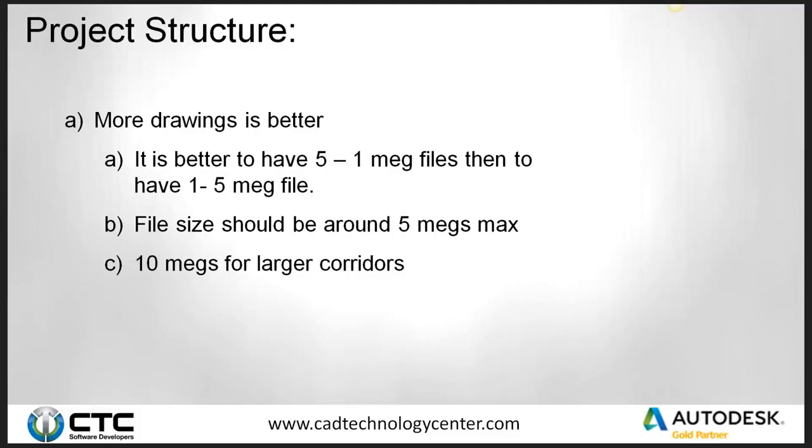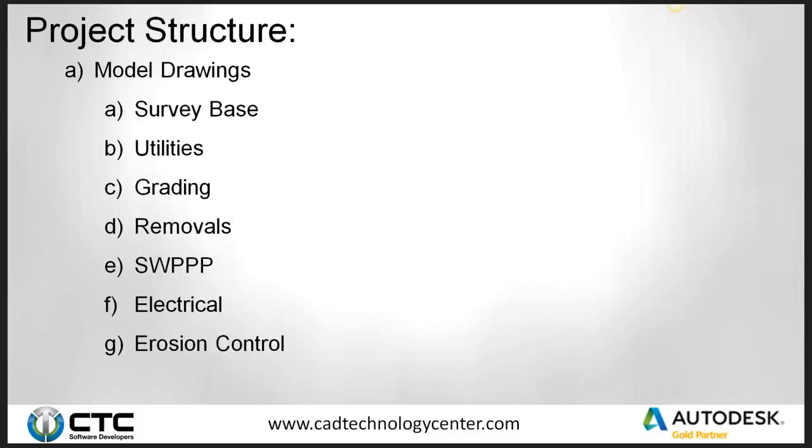It's better to have your survey, your topo, existing conditions in one drawing, and then have your alignments and profiles in another drawing, then have your corridors in another drawing, have your plan and profile sheets in another drawing, and so on. And that's what we talk about here. Model drawings: have one drawing specifically for the survey or the base. Have one drawing specifically for utilities. Have one drawing for gradings if you're doing site grading. Removals, storm and wastewater plans, electrical, erosion controls: have separate drawings for those.